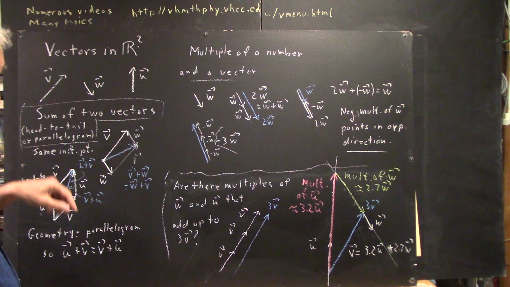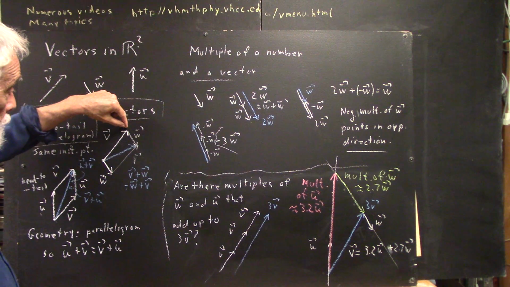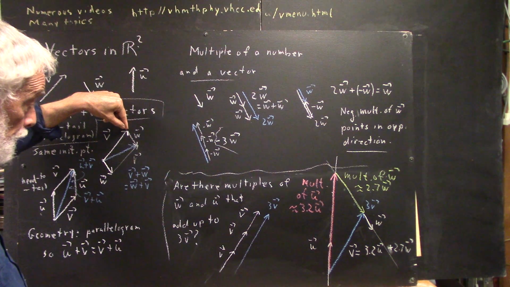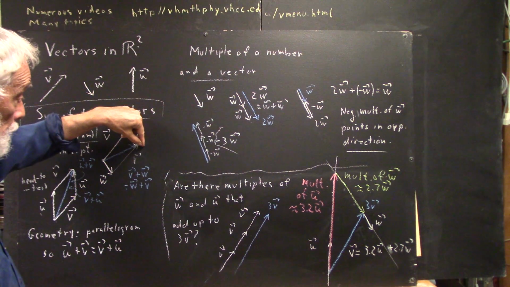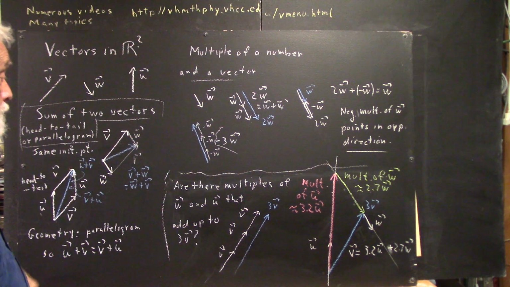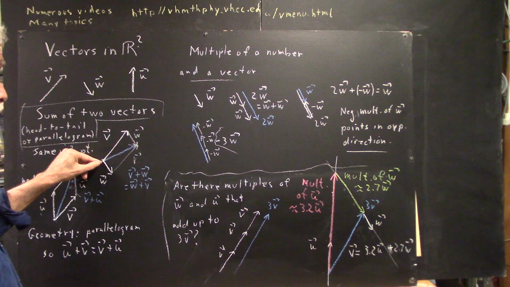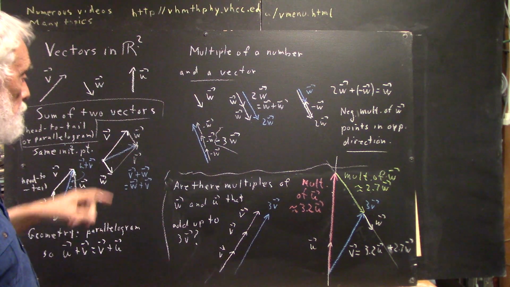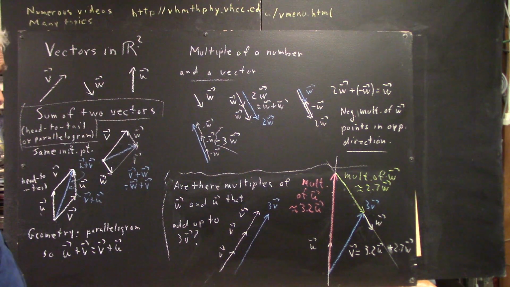Another way to look at it, if I was to draw the V vector from some initial point, and then from the head of the V vector draw the W vector, that's called head to tail, V then W, then the vector from my initial point to the terminal point of V to the terminal point of W will be my V plus W vector.